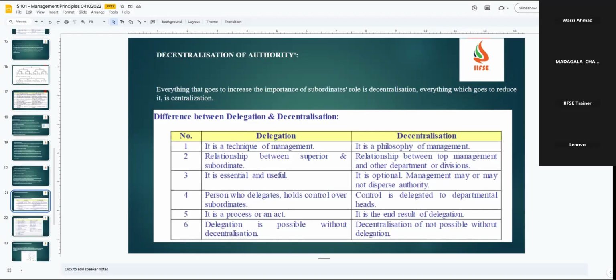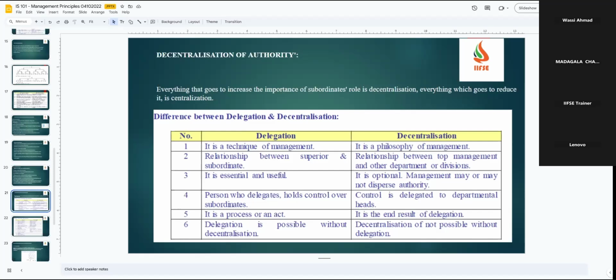We call it decentralization. So basically, everything which goes to reduce their importance is centralization. Opposite. So not giving any importance to the subordinates is called centralization. Giving more importance to the subordinates is called decentralization.